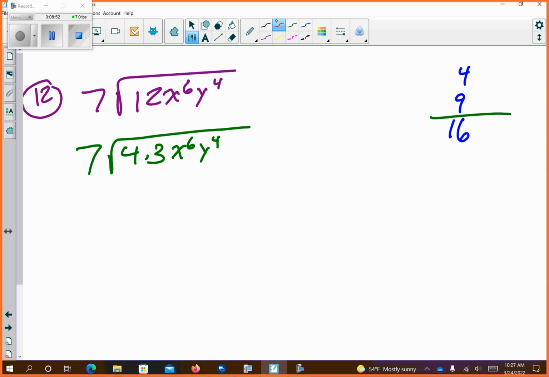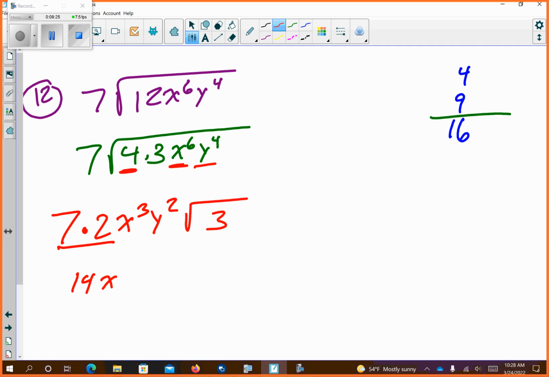Square root of 4 is 2, and notice I have it with the 7. The 7 was already outside. 3 is not a perfect square, so we'll leave that. Square root of x to the 6th is x to the 3rd. Square root of y to the 4th is y squared. What's left behind? 3. Now take care of the multiplication outside: 7 times 2 is 14. Done.